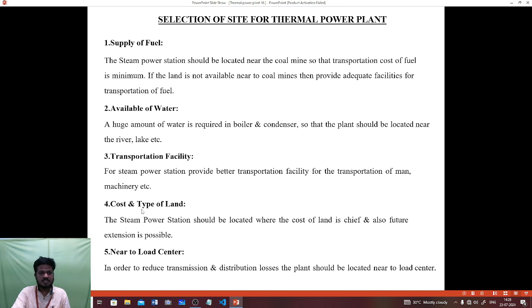And then the cost and type of land. The steam power station should be located where the cost of land is cheap and future extension is possible. Low cost land is highly preferable for a steam power plant. Next, nearness to the load center. In order to reduce transmission and distribution losses, the plant should be located near the load center.